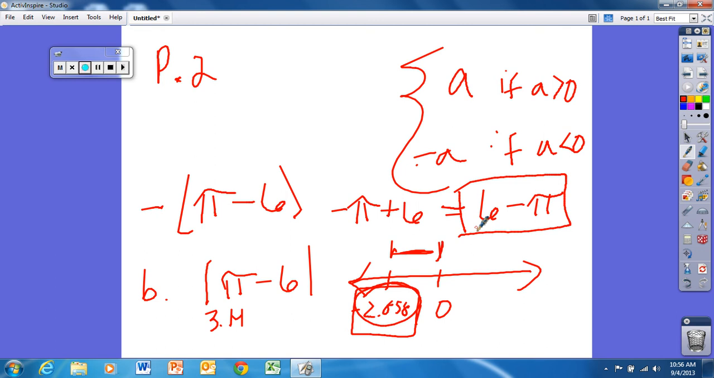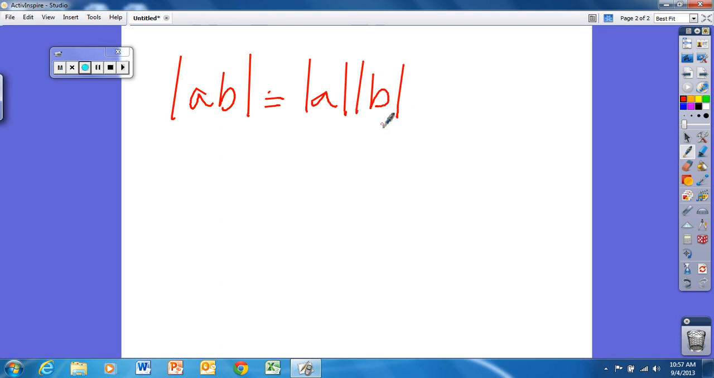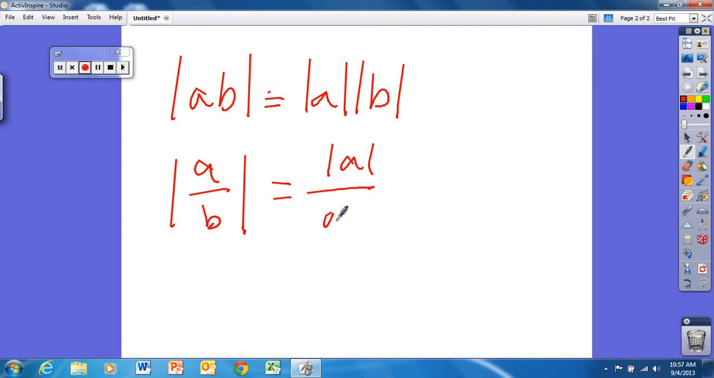Okay? The properties of absolute value are as follows. When you have the absolute value of a product, it's equal to the product of the absolute values of the factors. And the absolute value of a quotient is equal to the absolute value of the numerator over the absolute value of the denominator. Those are just fun little facts. Okay, now let's talk about distance.